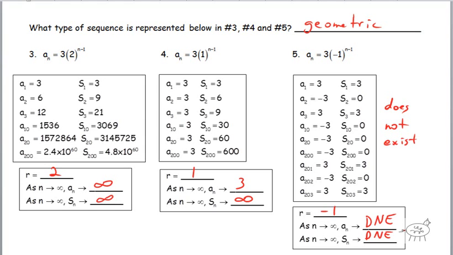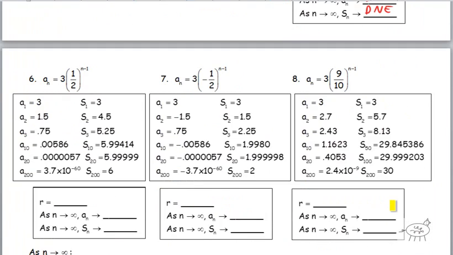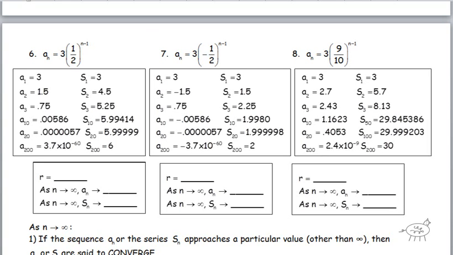Okay, not bad. So the thing that I want you guys to keep in mind for this is what's going on here. If it's going to infinity, this is r is 2. This one's r is equal to 1. R equals negative 1. So we're going to get to these problems a little bit to discuss them, but we want to investigate just a couple more yet. All right. Well, here r is, let me fill these in. R is 1/2. R is negative 1/2. And r is 9/10.